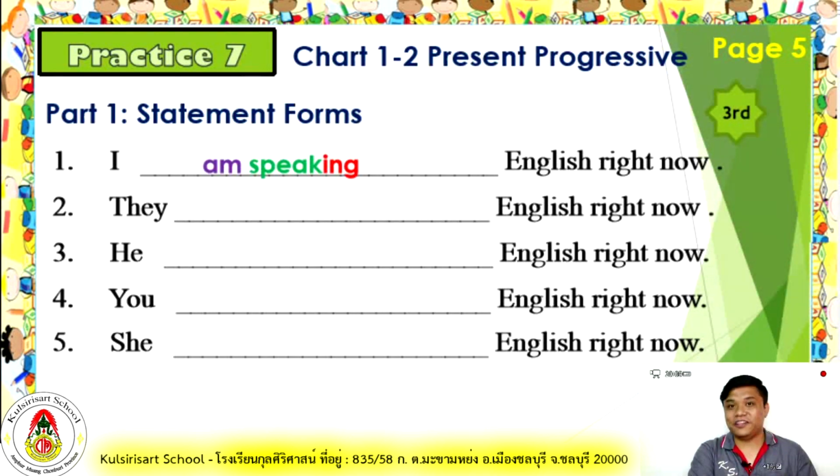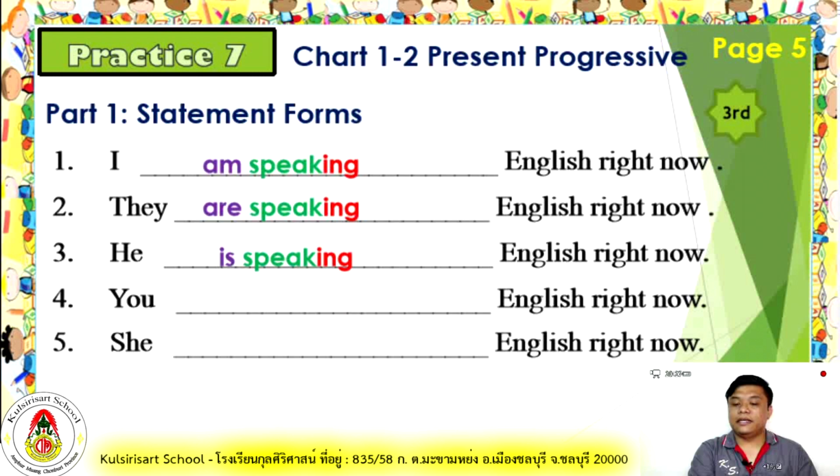Am I speaking English right now? Yes or no? Yes, correct. That's true. They are speaking English right now. Are they speaking English? They are, because they is a plural. They is a plural. So we use the verb to be, are.